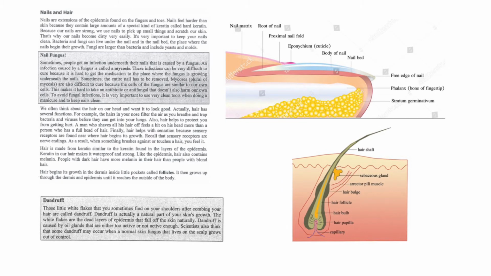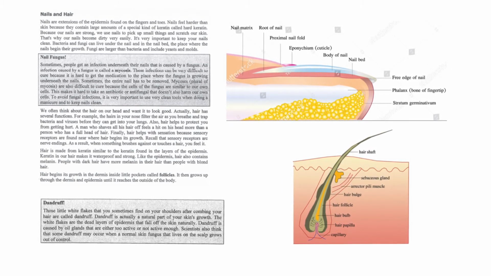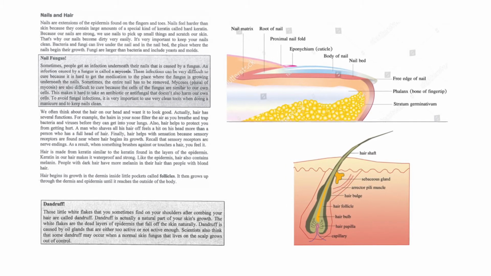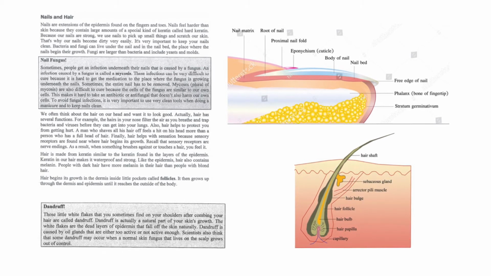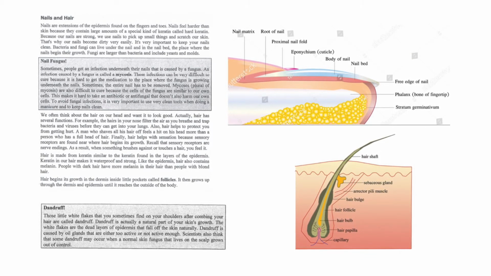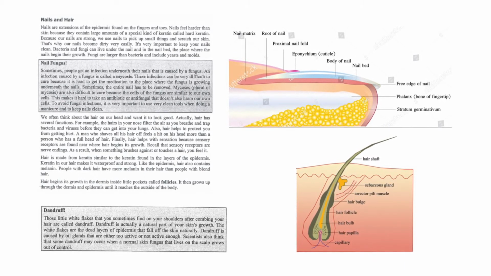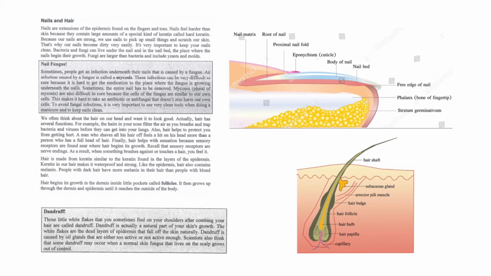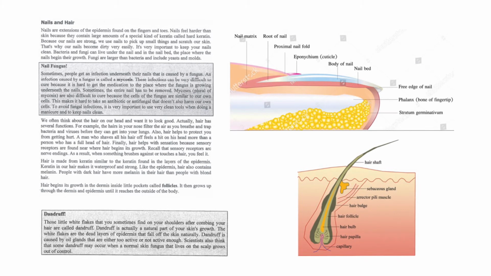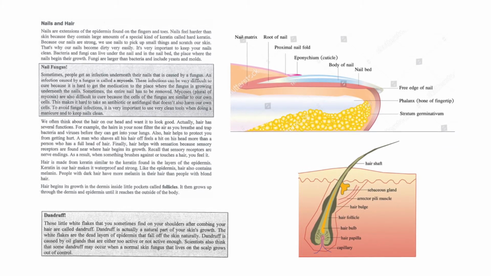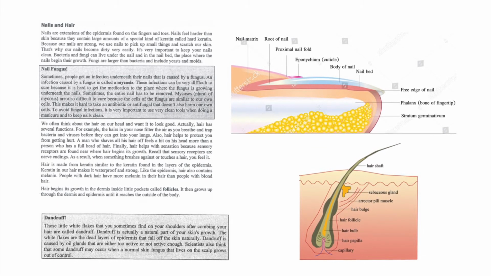Dandruff. Those little white flakes that you sometimes find on your shoulders after combing your hair are called dandruff. Dandruff is actually a natural part of skin growth. The white flakes are the dead layer of the epidermis that fall off the skin naturally. Dandruff is caused by oil glands that are either too active or not active enough. Scientists also think that some dandruff may occur when a normal skin fungus that lives on the scalp grows out of control.